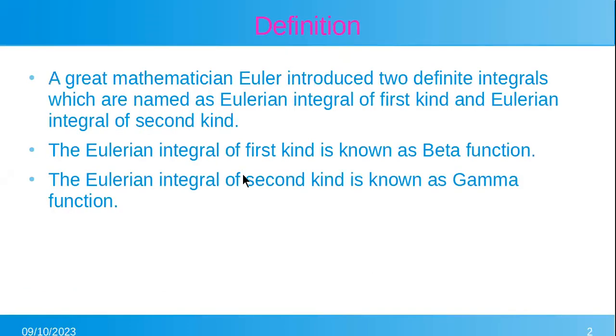A great mathematician Euler introduced two types of definite integrals which are named as Eulerian integral of first kind and Eulerian integral of the second kind. The Eulerian integral of first kind is known as beta function and the Eulerian integral of second kind is known as gamma function.